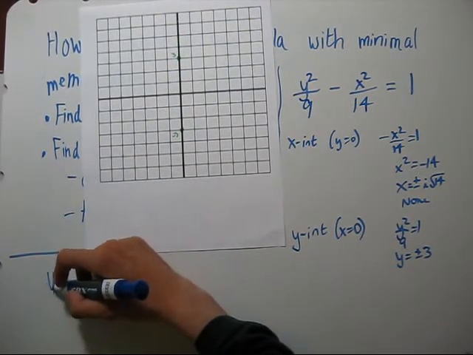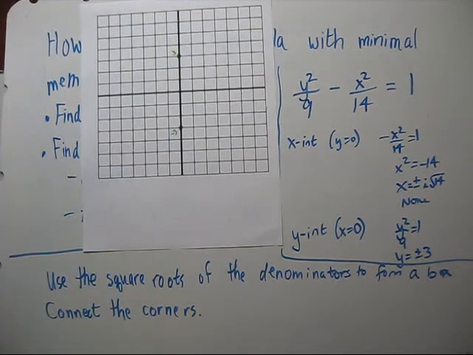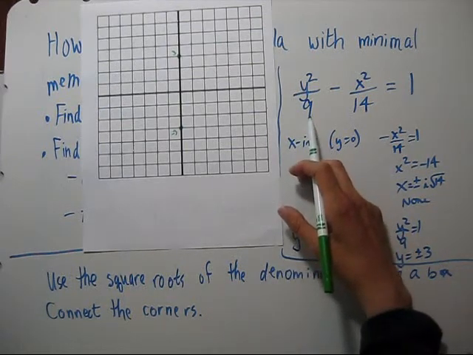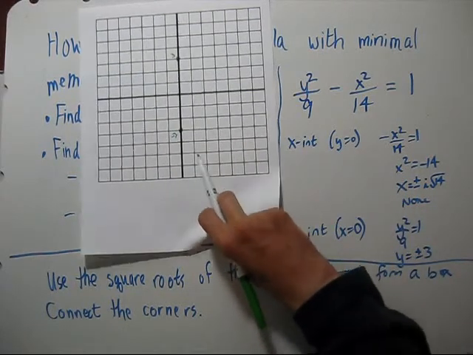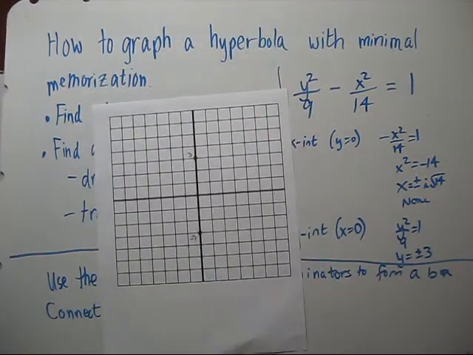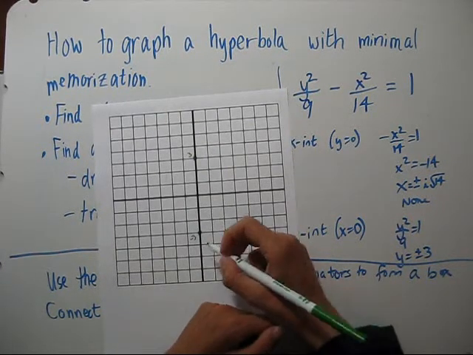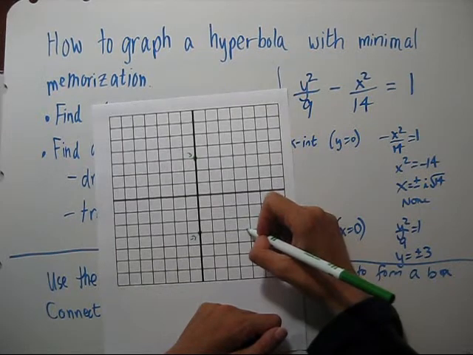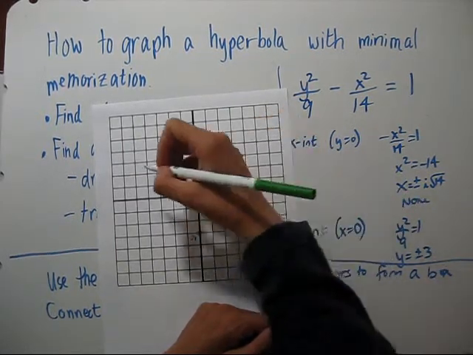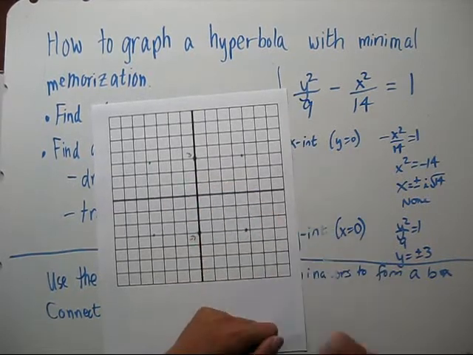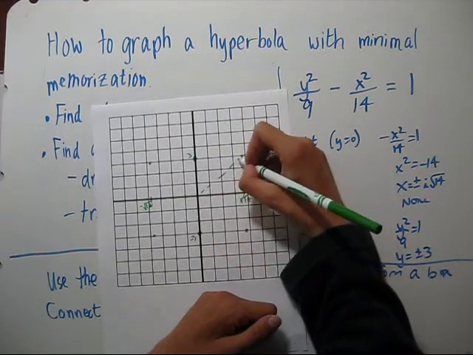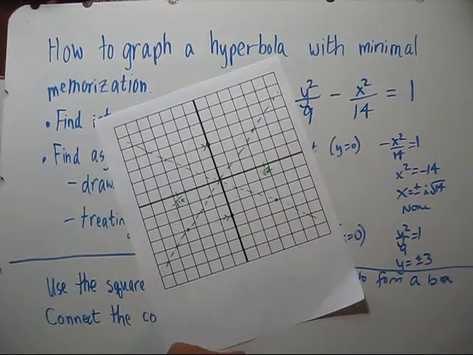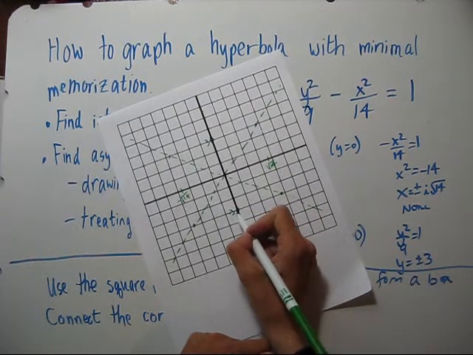One way to do that is to use the square roots of the denominators to form a box, and then we connect the corners. So our denominators, if we take the square root, we're going to have 3 and the square root of 14. Square root of 14 is almost 4, because square root of 16 is 4. So we have the 3, and then we go to almost 4. Draw a dot there, there, there, there. There's our box. Connect the corners. And now we draw the hyperbola, and it has to go through our intercepts.